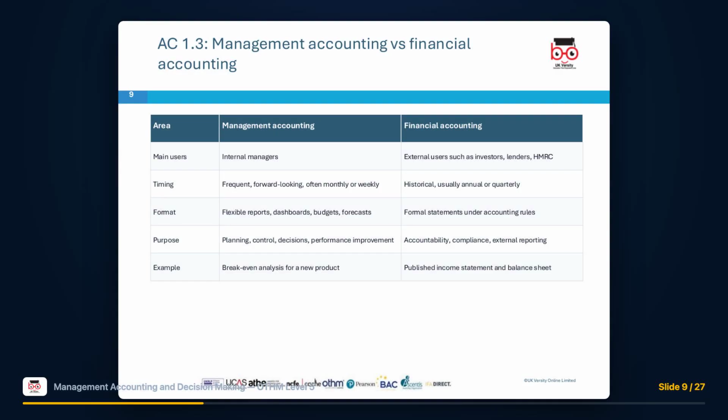For 1.3, compare management and financial accounting. Management accounting serves internal managers, is frequent and forward-looking, uses flexible reports and budgets, and supports planning, control, and decisions. For example, break-even analysis for a new product. Financial accounting serves external users like investors, lenders, and the tax authority, is historical and usually annual, uses formal statements under accounting rules, and exists for accountability and compliance, for example, a published income statement and balance sheet.